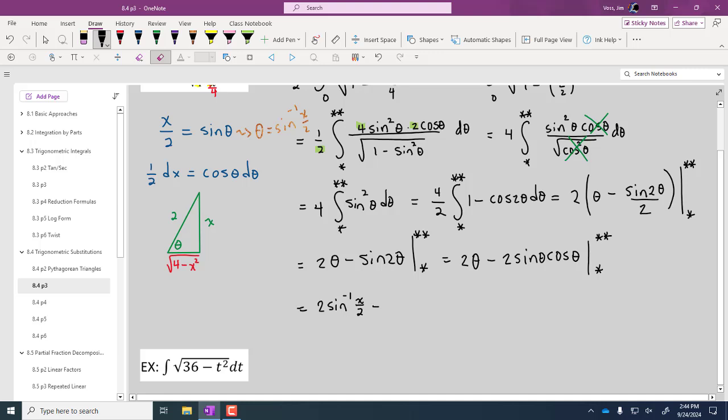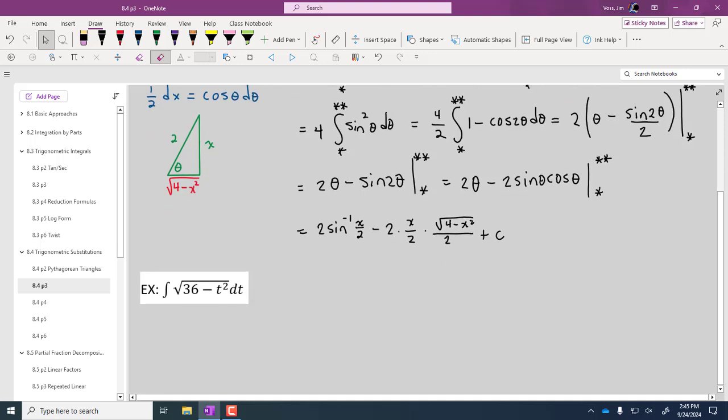Minus 2 times sine theta cosine theta. So 2 times sine of theta is x over 2. You can look at your triangle. And then what is cosine of theta? So cosine of theta is the root over 2. So root of 4 minus x squared, plus c. So there is the antiderivative.